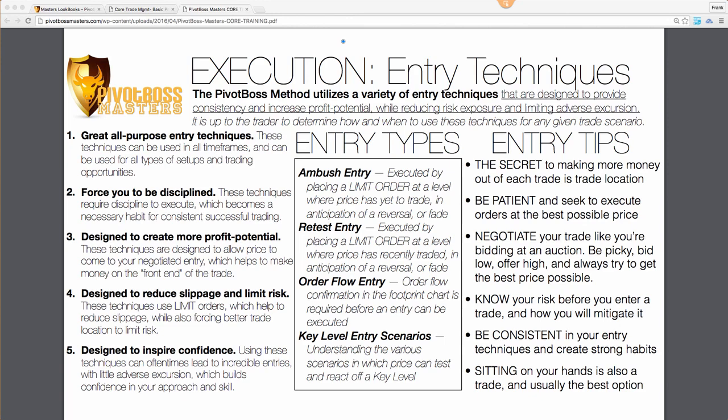So that's very important. As I mentioned before, when it comes to these entry techniques, there's a secret. And you can see the tips on the right here. The secret to making more money out of each trade is trade location, right here. And that's another little aha moment that I started to figure out. And again, it goes back to me analyzing data, creating algorithms and strategies, and analyzing the data behind the results. And I learned very quickly that if I can get a better trade location, I can squeeze more profitability out of a trade.